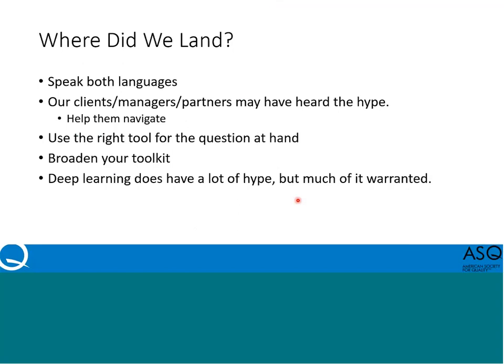Our clients, managers, and business partners have heard the hype around machine learning, and I think that's where a lot of the frustrations come in. As statisticians, our knowledge should help them navigate. They should trust us to use the right tool for the question at hand. I felt this as well, and I know others have felt it, and I think that's why there's this fighting between machine learning and statistics. But I think the way to get around it is just to broaden your toolkit, learn a bit from both fields, understand the contributions, and apply the best method when you can.